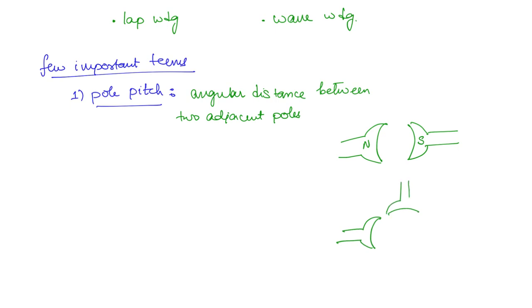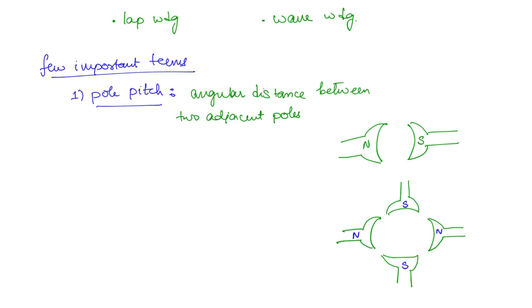So here the poles are going to be north, south, north and south. Understand that these two will not be north and south. Now these two will constitute one pole, and these two will constitute one pole. So what is the angular distance between two adjacent poles? There are 4 poles, right? So 360 by 4, it is going to be 90 degrees between each pole.